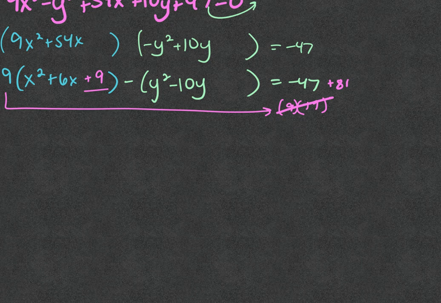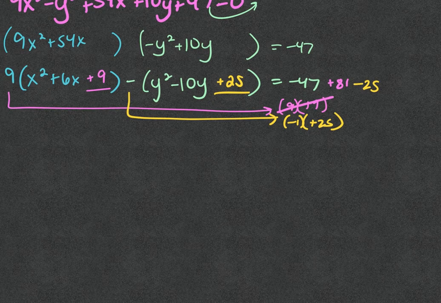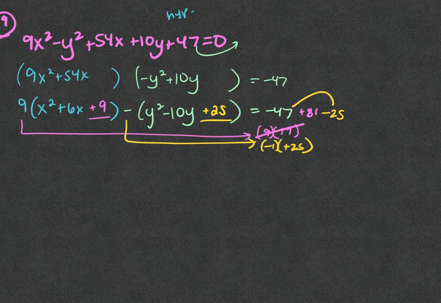Repeat that process with the 10. Take the 10, divide it by 2, it's 5. Square it, it's 25. I'm adding 25 in here. I would normally be adding it over here, but I have to multiply by a negative 1 this time. So I'm subtracting 25. So 47 and 25 would be 72. 81 minus 72 is 9.